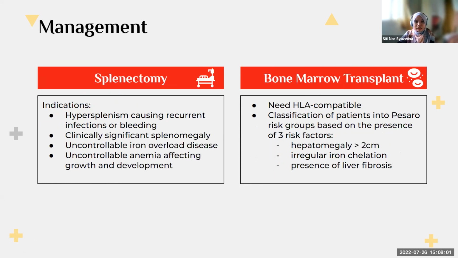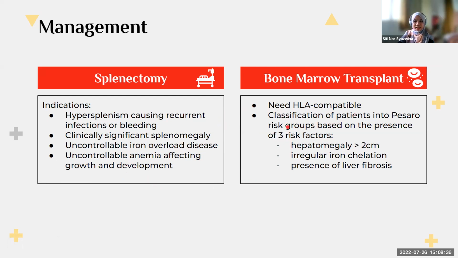The next management is splenectomy. It is indicated if patients have hypersplenism, because it can cause recurrent infections or bleeding, or if patients have clinically significant splenomegaly, so patients might not be comfortable because of abdominal distension and abdominal pain. Splenectomy is also indicated when there is uncontrollable iron overload disease and anemia. And lastly, the bone marrow transplant.